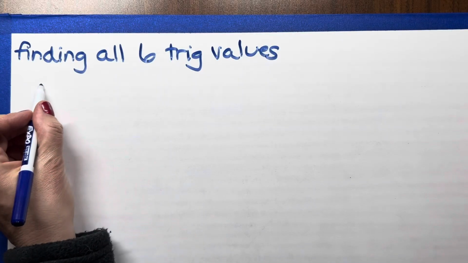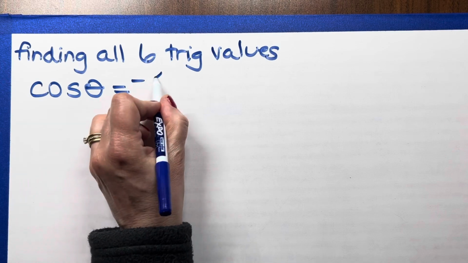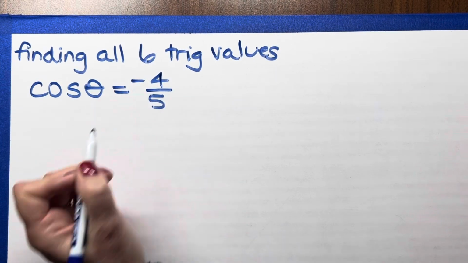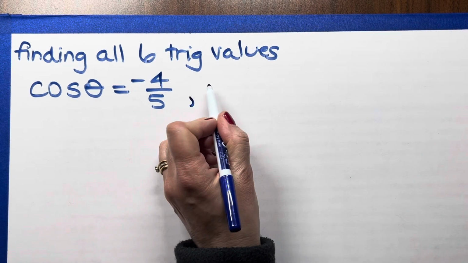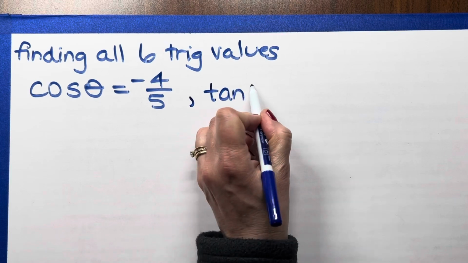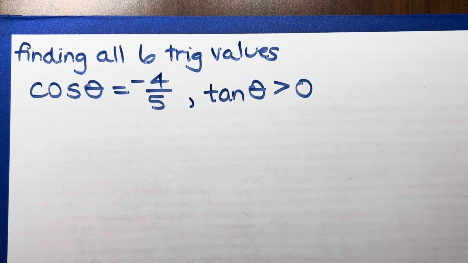Today's topic is how we can find all 6 trig values with a little bit of given information. So here is our problem today. We are given that the cosine of an angle theta is equal to -4/5. And we are also given that the tangent of that theta has to be greater than 0.